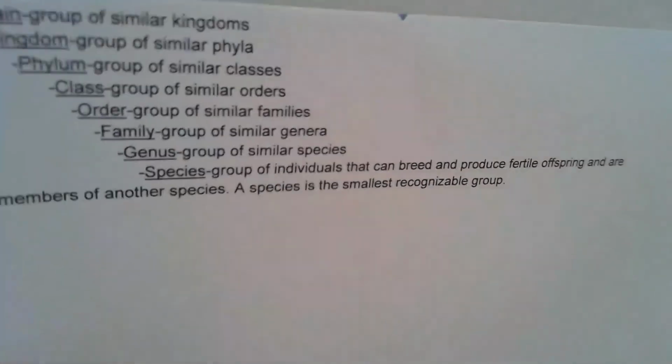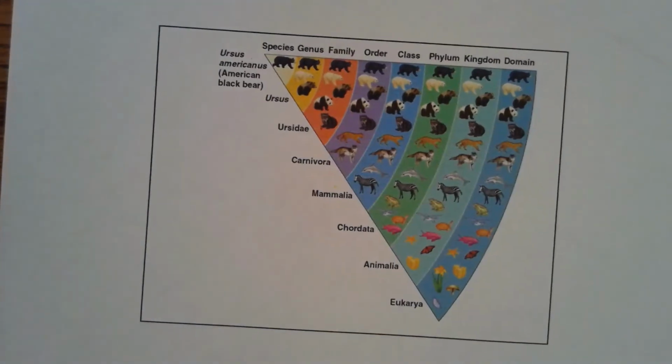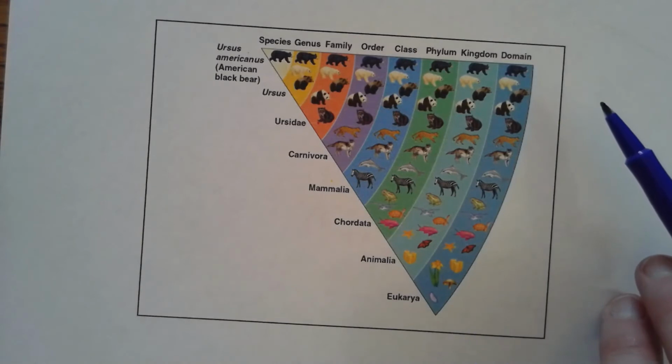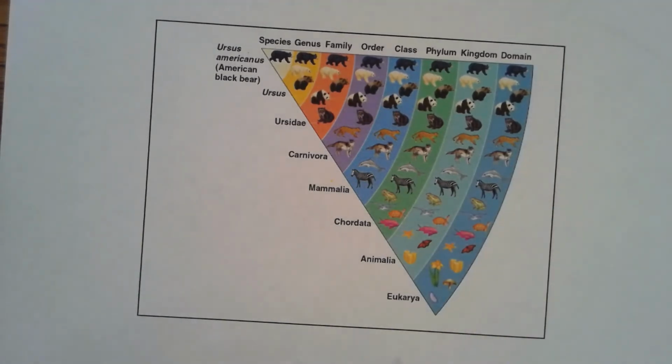So let's look at this pictorially. So here is domain on the right. Okay, so this is domain Eukarya, and so that's going to have a protist, a fungus, a plant, and then a bunch of animals, okay, because those are your four eukaryotic groups of organisms. Then we get to kingdom Animalia, and we're missing the fungus, the plant, and the protist, because this is just animals. Then we get to phylum Chordata.